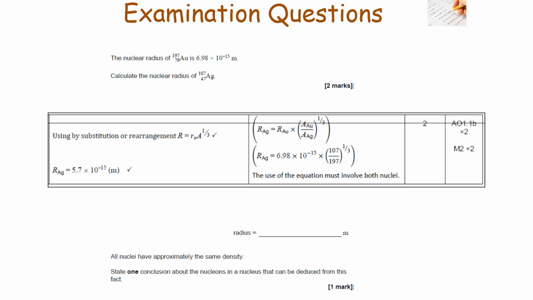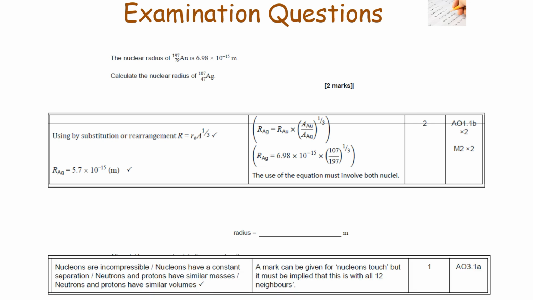Now, what conclusion can you come up with from the fact that all nuclei have the same density? Well, it's that the nucleons are incompressible. You can't push them in any further, or that the nucleons have a consistent separation in all nuclei, or the idea that neutrons and protons have a similar mass and a similar volume, because as a result they can't get any closer or further apart from each other.